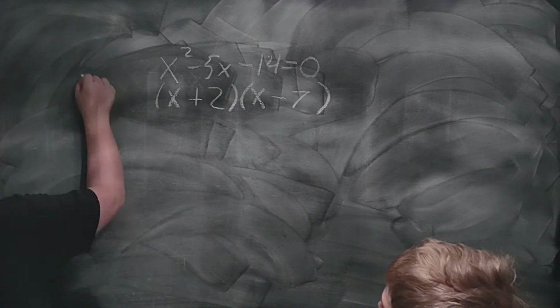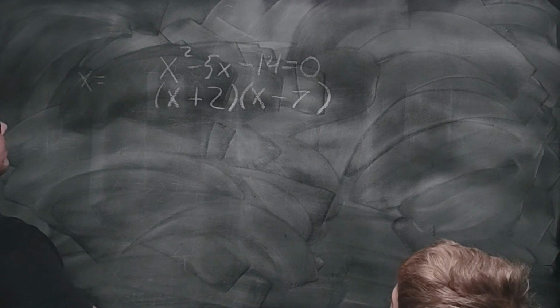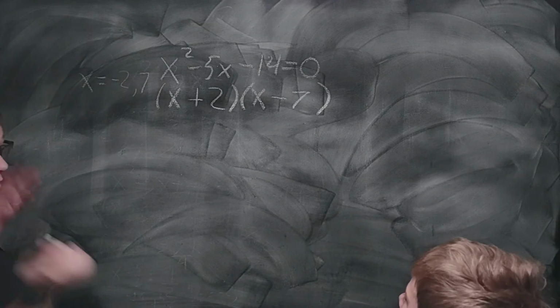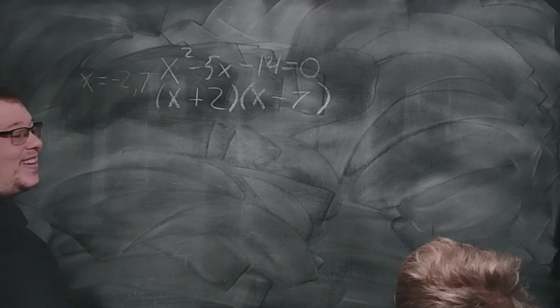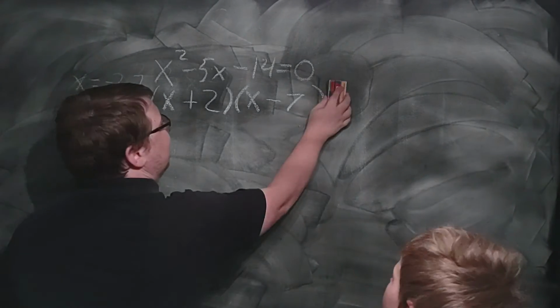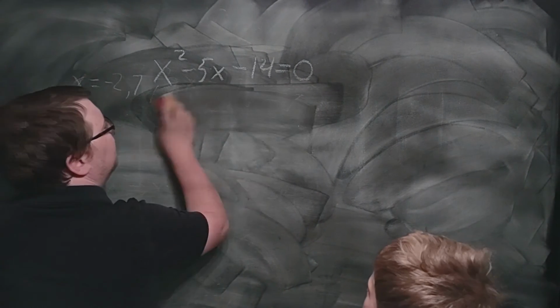So we get x equals what? Negative 2 and 7. Great! First method done! Alright, should we try another one? Yep. What else can we do? How about we solve the same problem by graphing? You want to graph it?